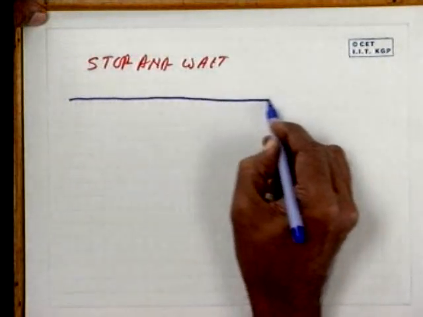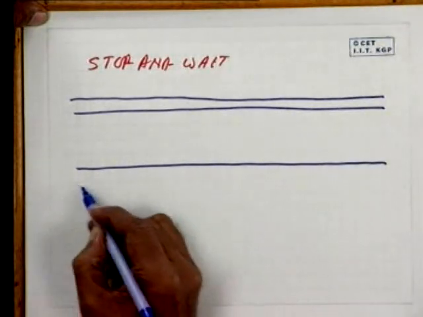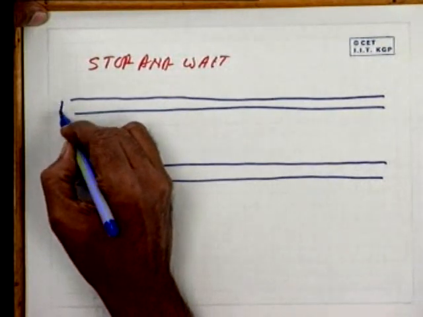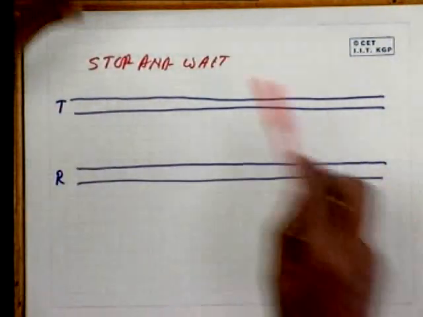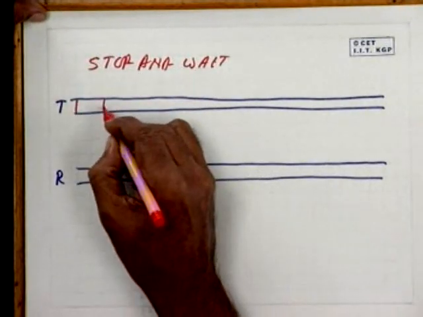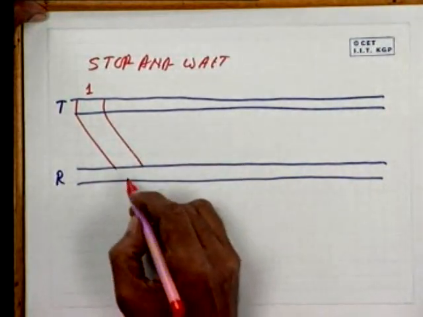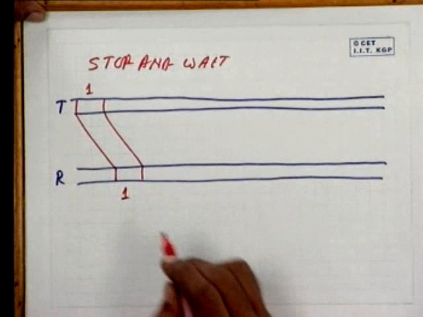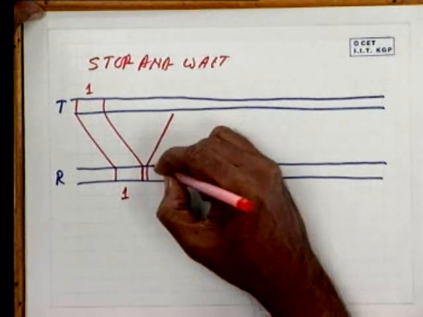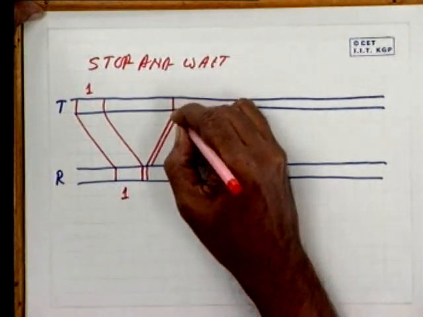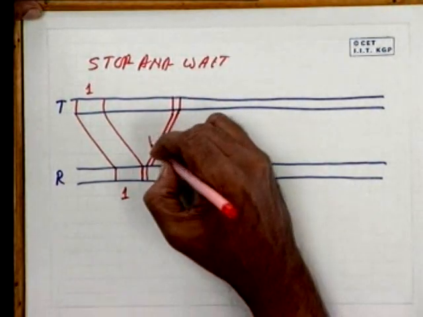Here is your transmitter and here is your receiver. Let's say this is T, this is the receiver. This is one frame, frame number 1, which has been sent, and if it is received correctly by the receiver, after some small delay it sends a small packet which is known as positive acknowledgement. So this is ACK.